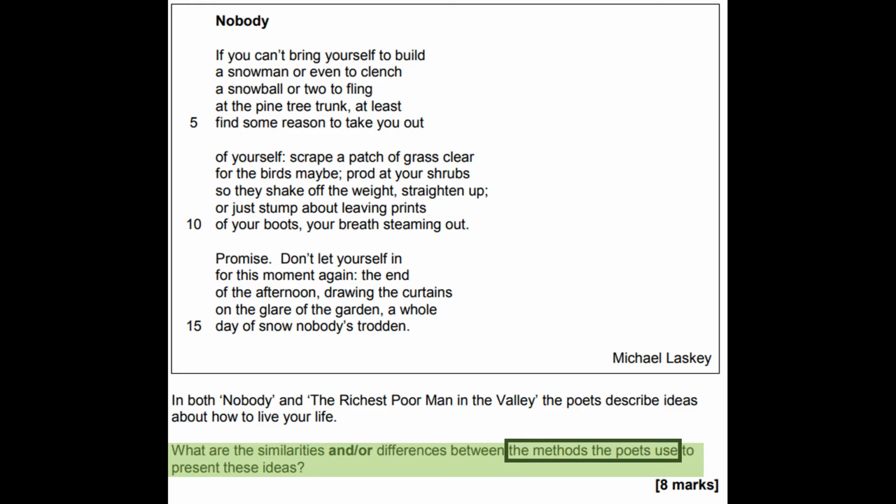A large number of people who sit the exam forget about this and end up writing a straightforward comparison. This is understandable but means lower marks, 1 or 2 at best. So, how do you avoid this trap?